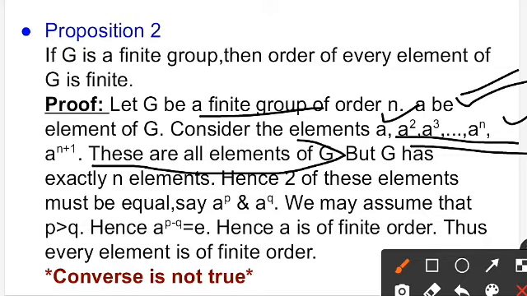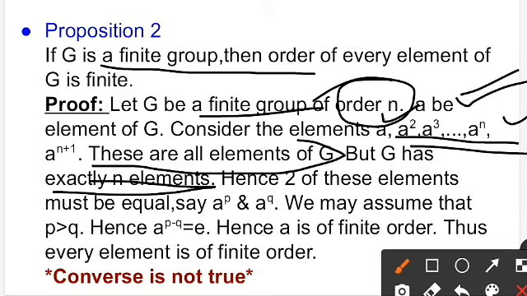But G has exactly n elements. We have said that G is a finite group, so the order of every element of G is finite. We have considered here its order is n. Therefore the group G has exactly n elements. Hence two of these elements must be equal, because a squared, a cubed, up to a raised to n, a raised to n plus 1 are all elements of the group, but the group has just n elements, not n plus 1 elements. Therefore two of these elements must be the same.